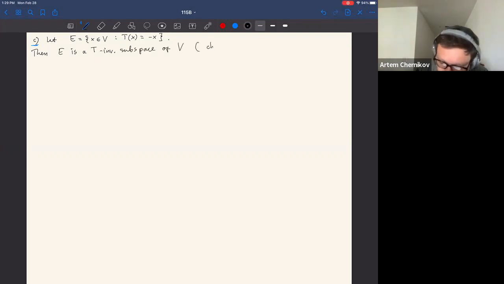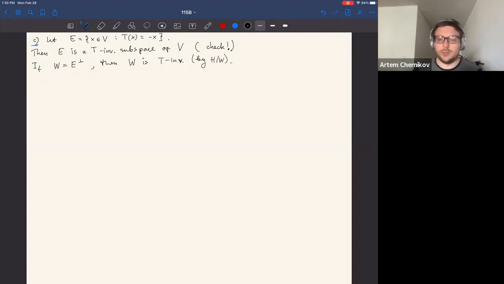I'm not going to write out the check carefully; you should check it. We know how to check that something is a subspace and also that something is T-invariant. It's not hard to verify from the definition that in this case we get a T-invariant subspace. Now let's denote by W the orthogonal complement of E. Then W is also a T-invariant subspace. This is again by the homework problem, so the orthogonal complement is T-invariant.